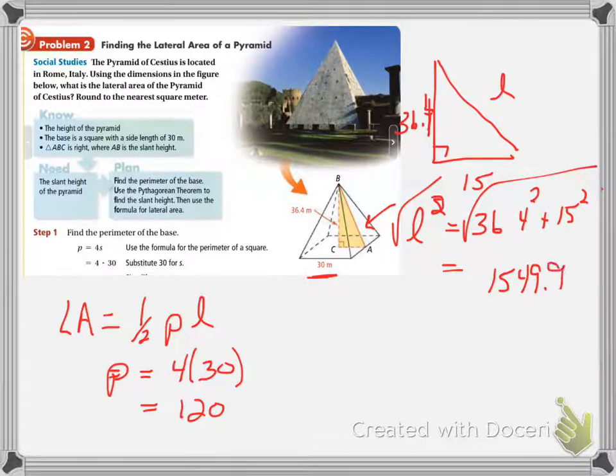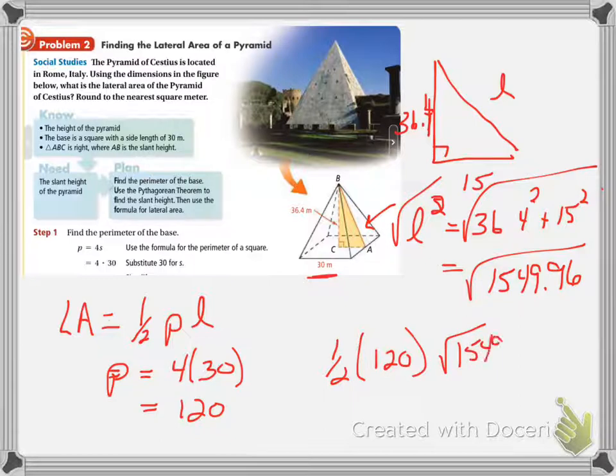When you multiply and add it all out, you end up with 1,549.96. Now, I'm not going to take the square root yet because I don't want to round here and then round again. So what I'm going to do is plug this into my formula. 1/2 perimeter of my base, which is 120, times my slant height, which I found to be the square root of 1549.96. And it says round to the nearest square meter. So when I punch that all into my calculator, I get about 2,362 meters squared.